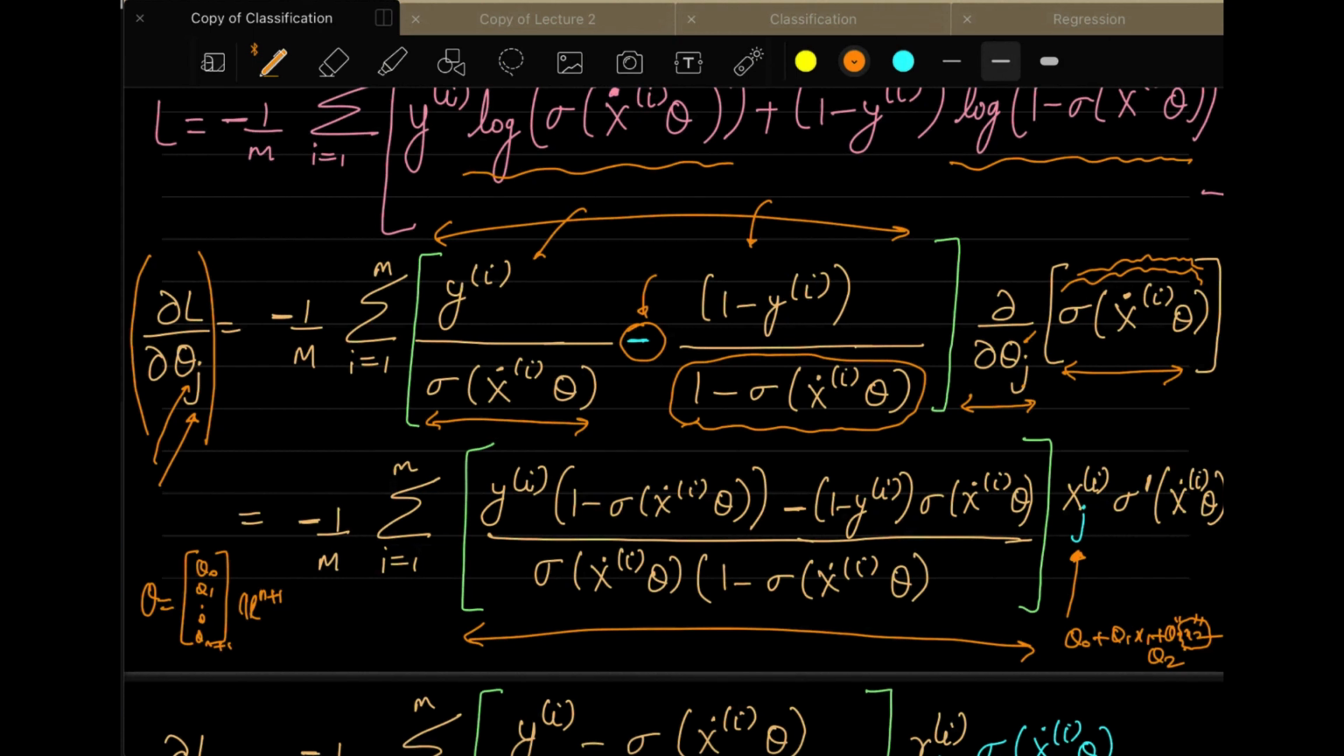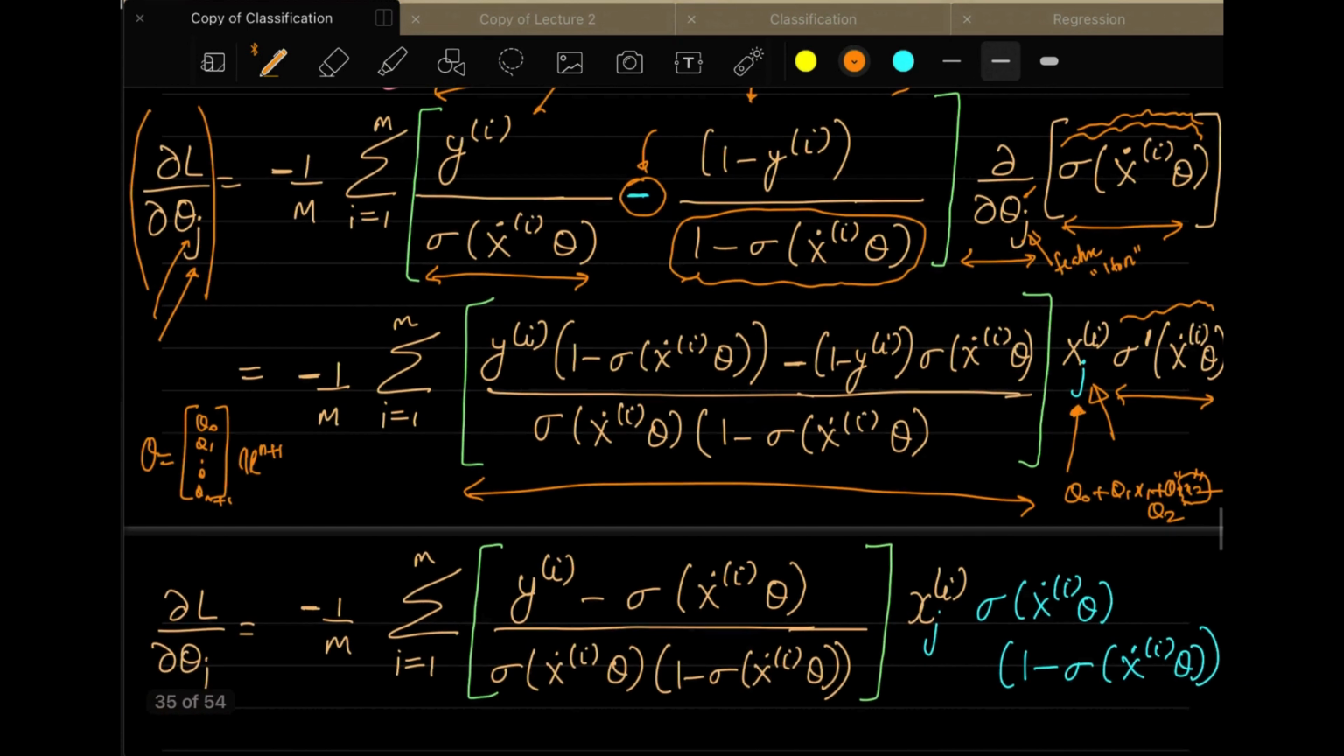Once you do the derivative with respect to theta j, where j is the feature running from 1 to n, the jth component, the jth feature of this particular sample will come out, and that is given over here. And then you have a derivative like this, which is the derivative of the sigmoid, which is given like this.